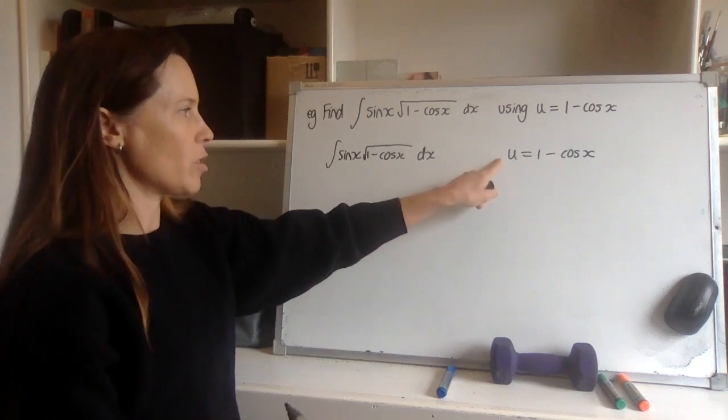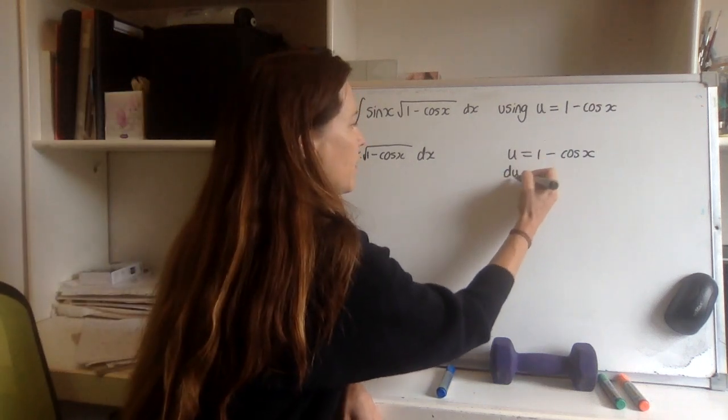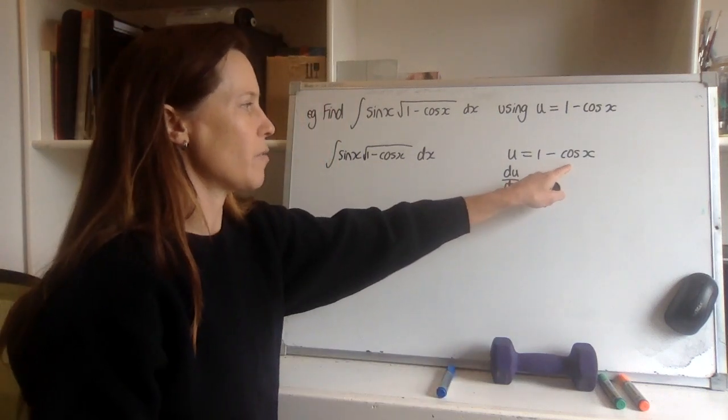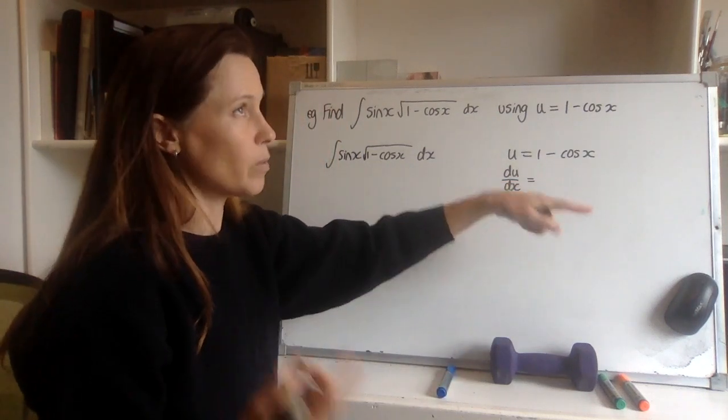Write down your substitution. Now let's integrate the substitution. So du dx equals, well, negative cos x differentiates to sine x.